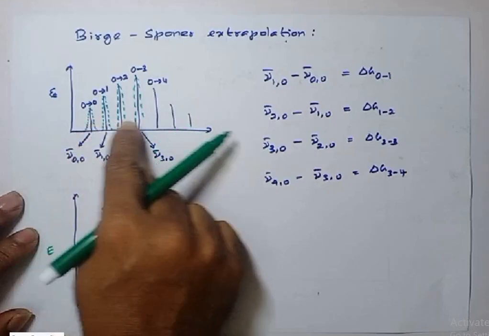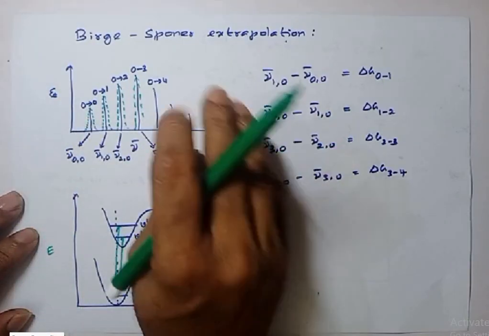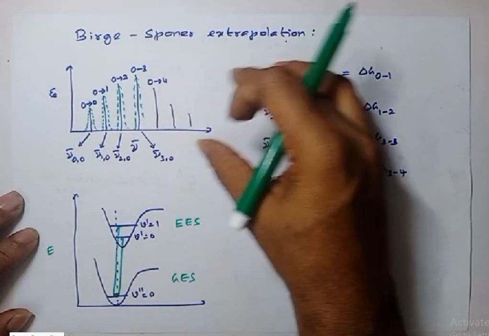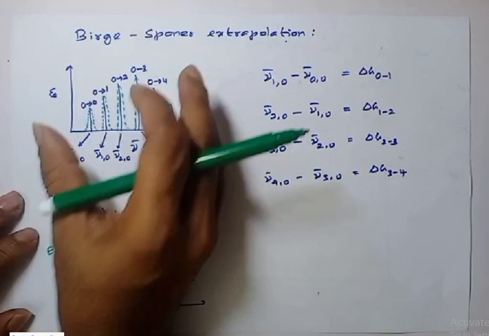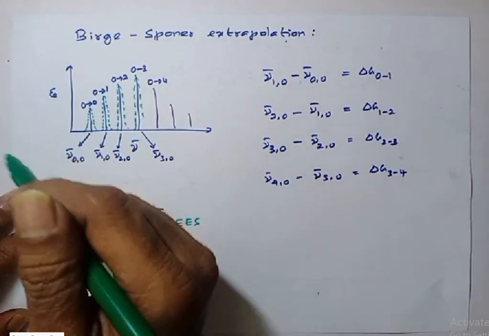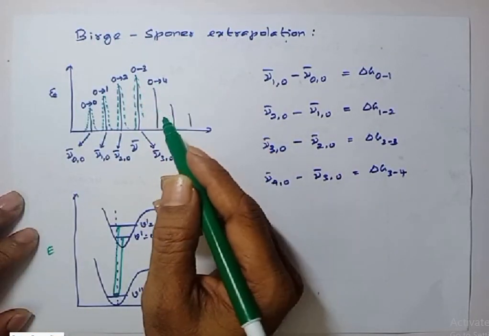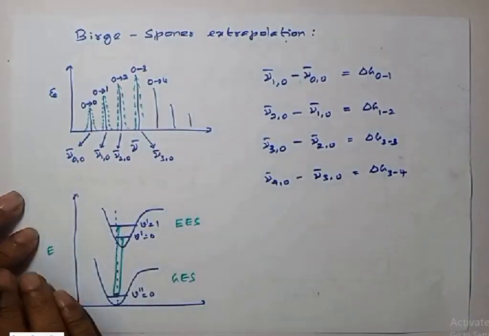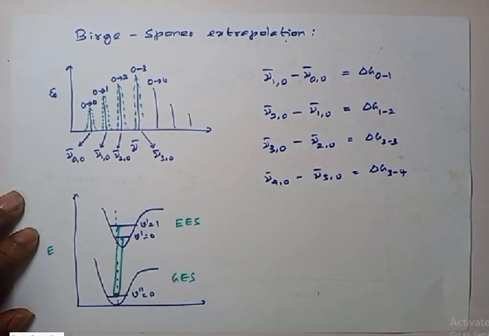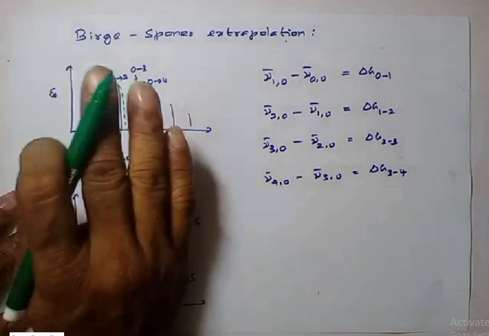Observe carefully, in this spectrum there is no continuum limit. We are not getting any continuum here. If the spectrum is obtained like this, then how do we calculate the dissociation energy of the molecule? For this we are going to use what is called the Birge-Sponer extrapolation method. Observe this carefully.